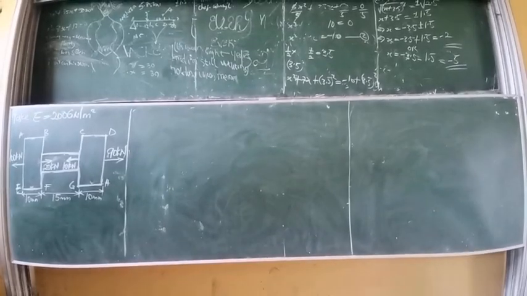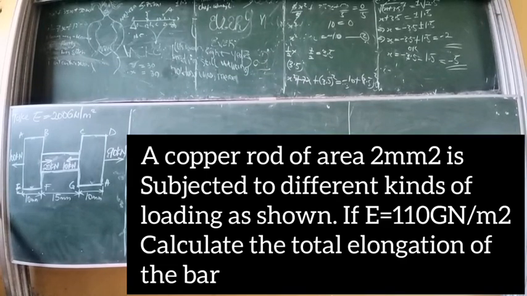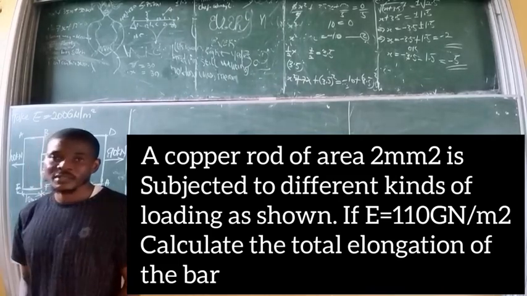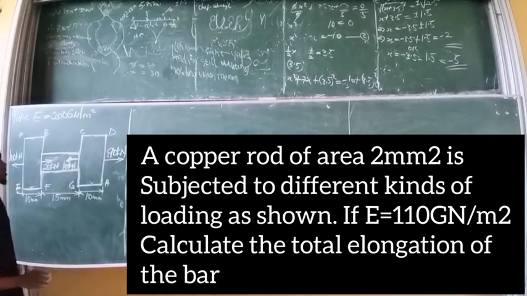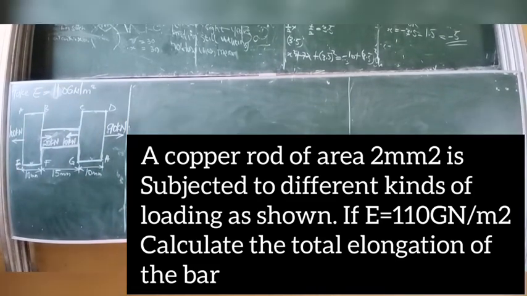That's the question. A copper rod of area 2 mm squared is subjected to different forms of loading as shown. If the Young's modulus of the rod is given as 110 giganewtons per meter squared, calculate the total elongation of the bar.